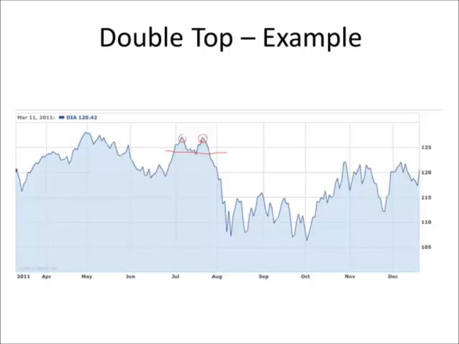Carries on back up, makes the second top here, and you can see that these are at roughly the same level. Then it goes down and then breaks through the neckline here, signifying a completion of the pattern. And then as you can see, it goes way down following that. So in this case, a double top works as a very good predictor of a downward move.